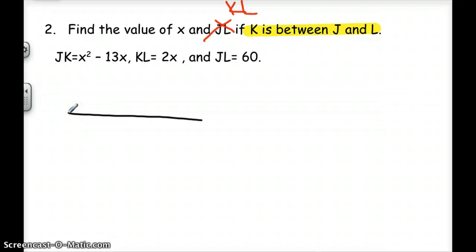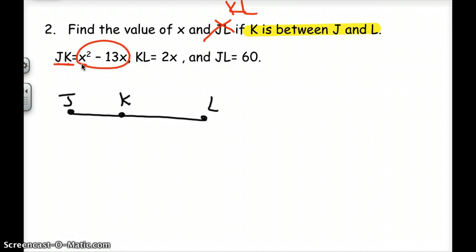So I'm going to go ahead and draw my line segment, J, L, and I'm putting K somewhere in between. All right, and then they're going to give me my expressions. My KJ, or my JK, is x squared minus 13x. So I'm going to write x squared minus 13x in that spot. My KL is 2x. And then my whole entire line segment is 60.